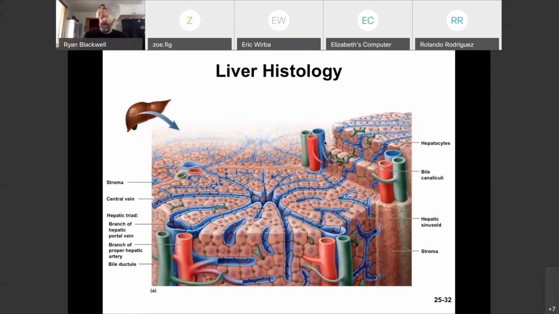What's in that blood? All of those newly absorbed nutrients. There might be some absorbed drugs if you just swallowed an aspirin. There also could potentially be harmful substances like alcohol, right, if you just consumed alcohol. All that blood first flows to the liver via the hepatic portal vein, and branches of that hepatic portal vein travel to all of these corners of the lobules.